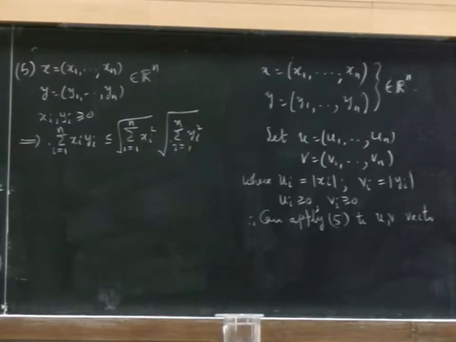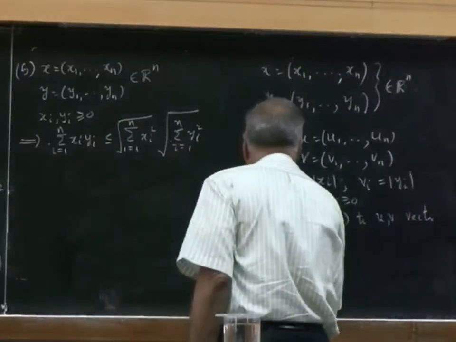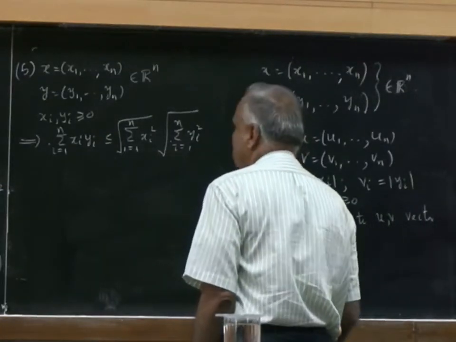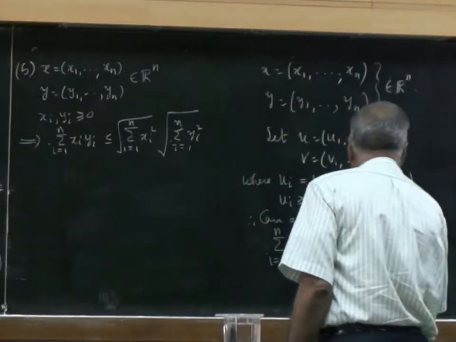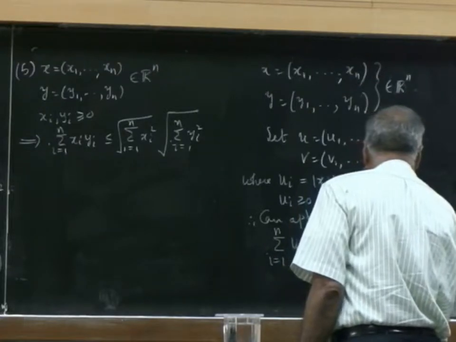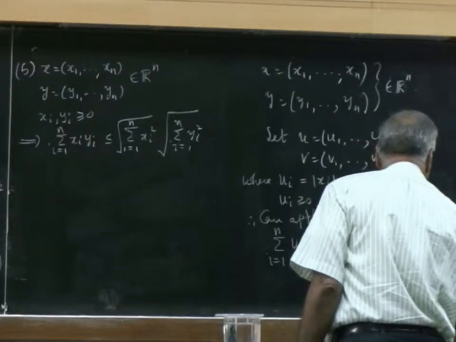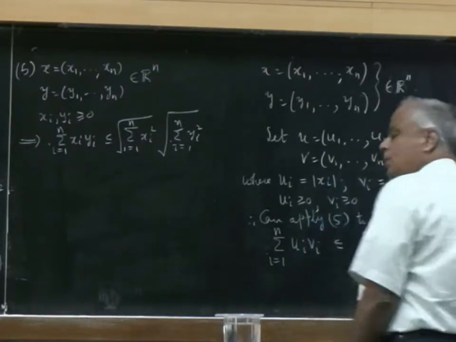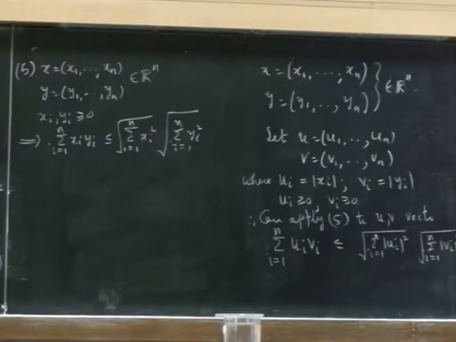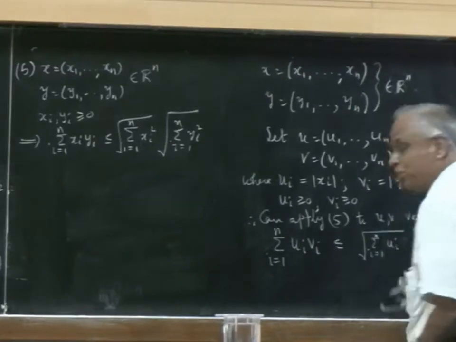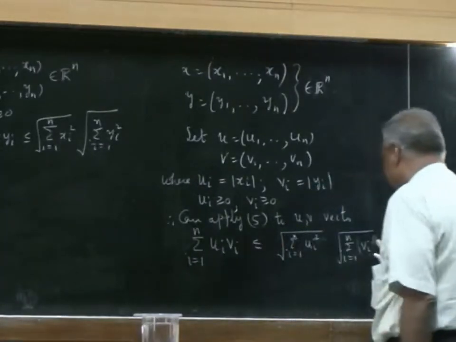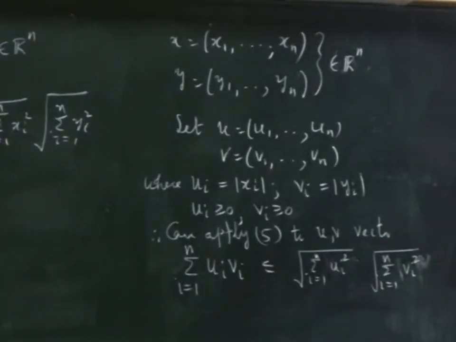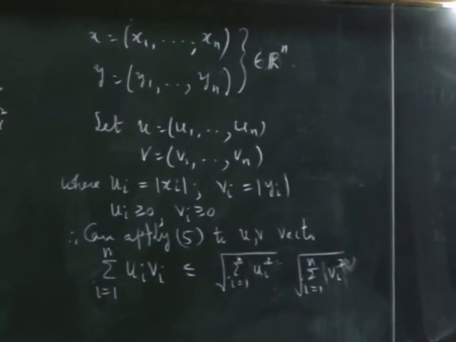So what do you get? In place of x and y, you must write u and v. Summation i equal to 1 to n ui vi is less than or equal to square root of summation i equal to 1 to n mod ui squared, times square root of summation i equal to 1 to n mod vi squared. But no mod is needed, yes. Well, even if I put this, it is not a sin. Okay. Mod ui squared is the same as ui squared, ui is real, so it does not matter.